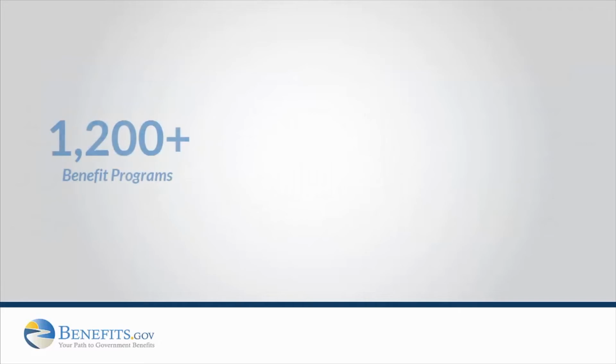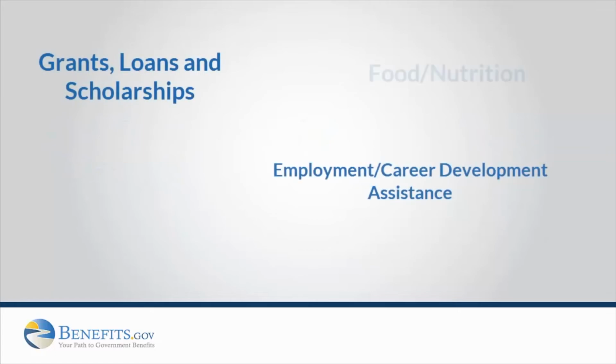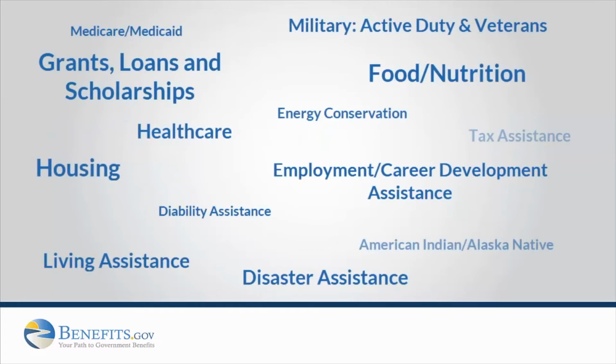Benefits.gov has information on over 1,200 benefits from 17 federal agencies and has provided assistance to over 70 million citizens. On our site, you can search benefits in 20 different categories to see what programs may help you and your family.